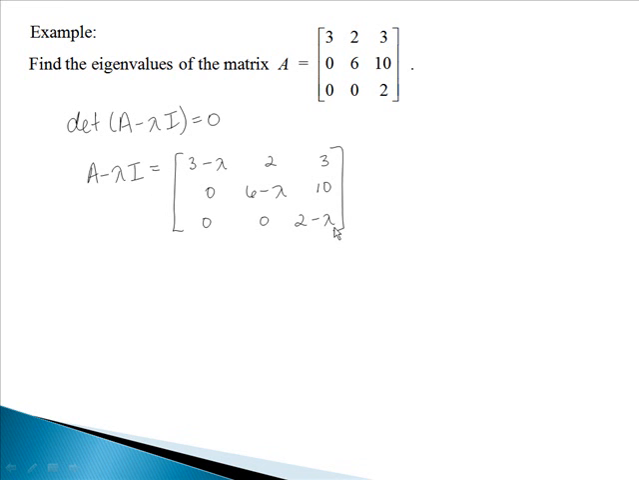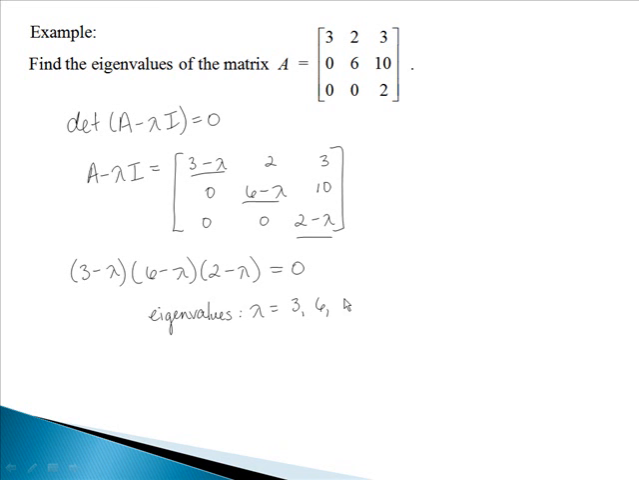So since this is a triangular matrix, the determinant is just going to be the diagonals multiplied together. So our characteristic equation is going to be (3 minus lambda) times (6 minus lambda), then times (2 minus lambda), and we're going to set that equal to 0. It's already in a factored form, so I don't need to multiply it out, but I set each factor equal to 0, and I'll get the eigenvalues lambda equal to 3, 6, and 2.